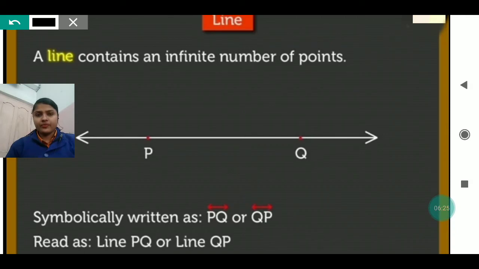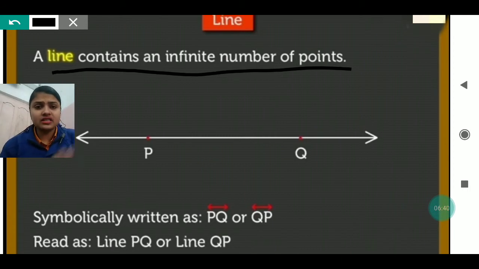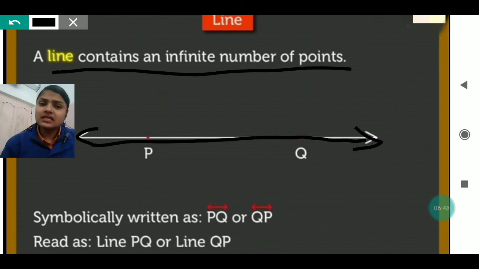In the same way, a line contains an infinite number of points. What is a line? You can see the picture which is drawn here. In that, you can see two arrows are given and one straight line is being drawn, with arrows on both the sides.